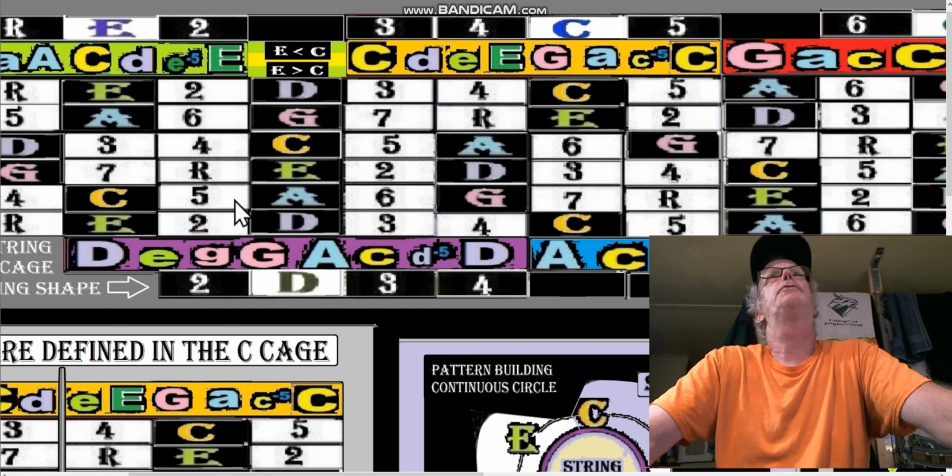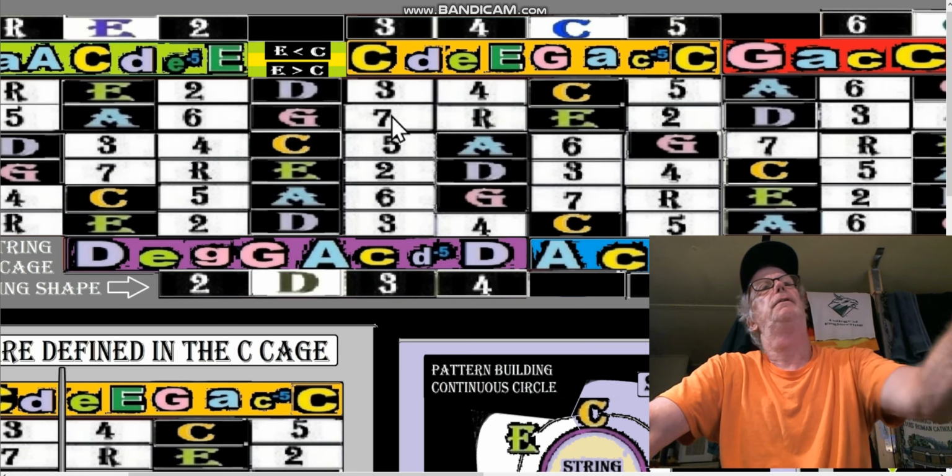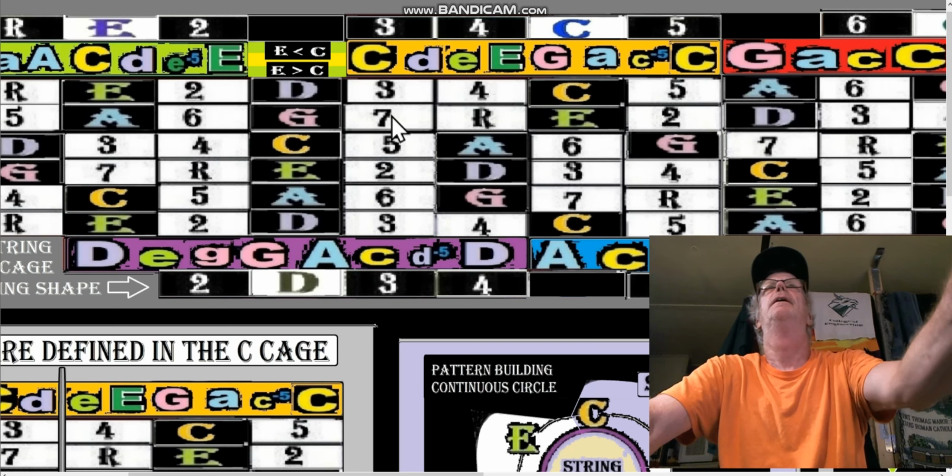G minor is always root. G major or minor is always root. A is always second inversion. So that would be 2, 5, 7. Key of C. All right.